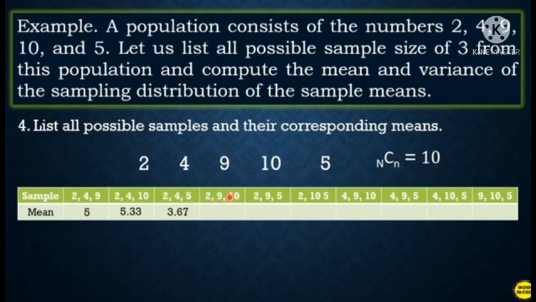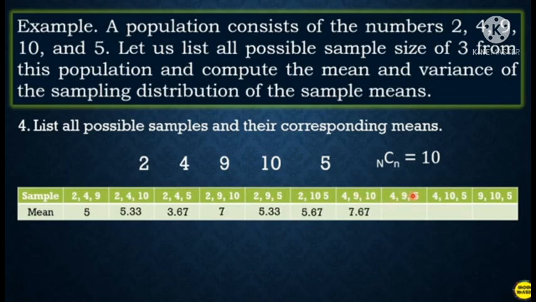2 plus 9 plus 10 divide 3, the answer is 7. 2 plus 9 plus 5 divide 3, the answer is 5.33. 2 plus 10 plus 5, the answer is 5.67. 4 plus 9 plus 10, then divide 3, the answer is 7.67.